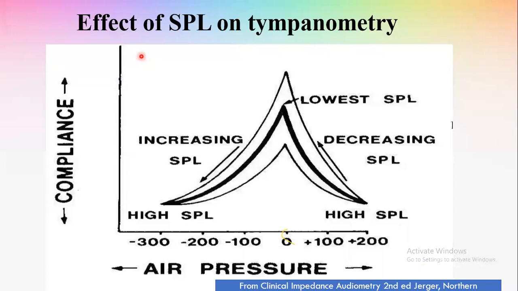Why 85 dB, and why not 90 dB SPL or 100 dB SPL? The answer is that while measuring tympanometry, if you use a high SPL, like 85 or 90, it might activate the stapedius muscle. Some researchers have used 70 dB also. If you use a high SPL, the compliance value will be reduced.